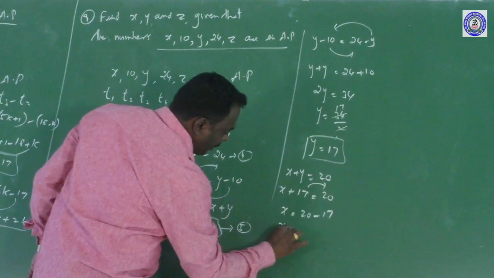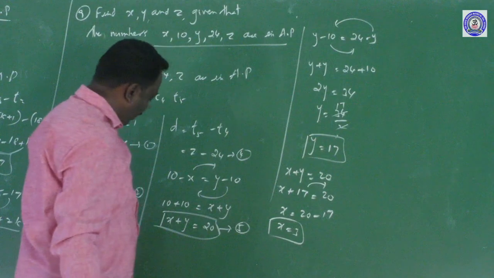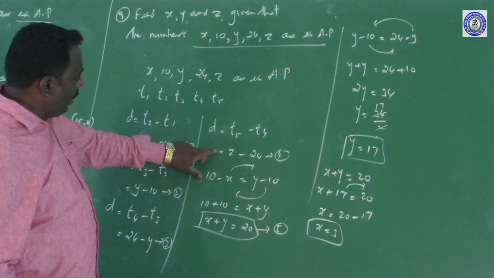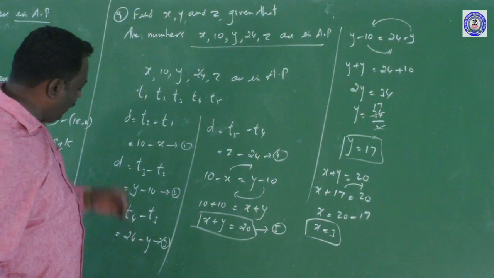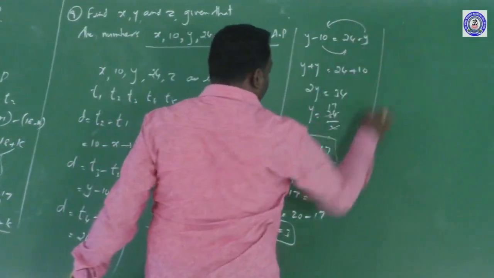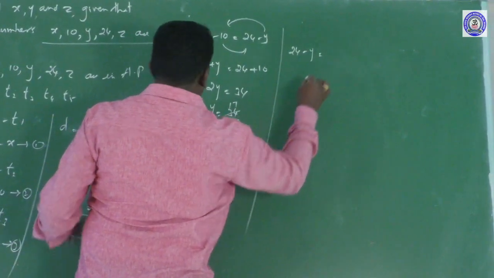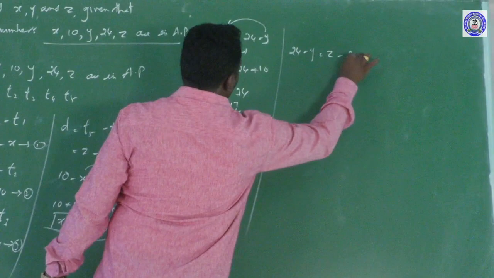Transfer to the other side, and x is equal to 3. Now comparing the other two equations. Equation number 3 is 3 equal to 24 minus y. Equation 4 is 4 equal to z minus 24.